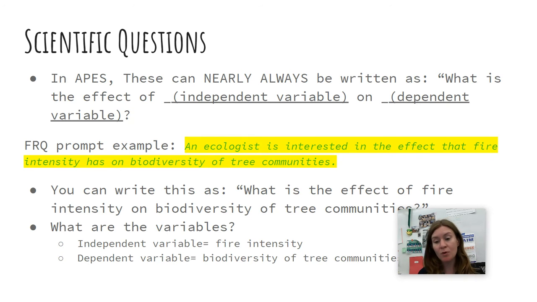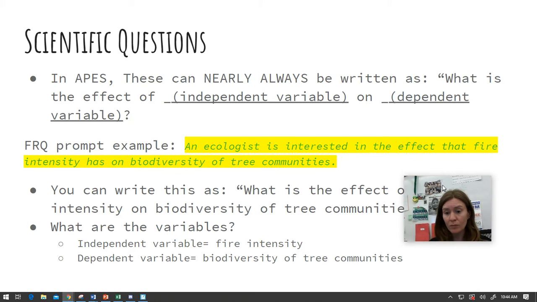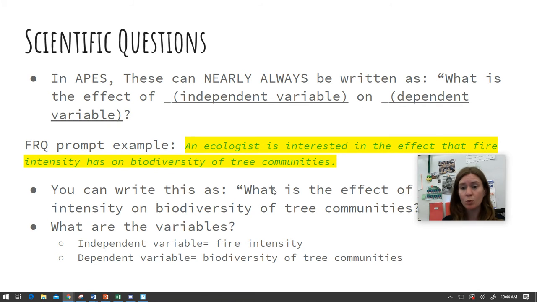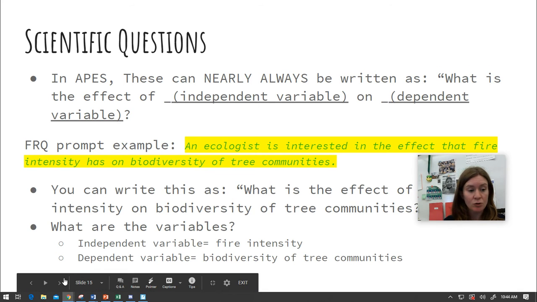Here is a prompt from an FRQ, a free response question. An ecologist is interested in the effect that fire intensity has on biodiversity of tree communities. You can write this as, all right, fire intensity is causing a change on biodiversity of tree communities. So you can rewrite this using this formula. So your independent variable in this would be fire intensity, dependent variable, biodiversity of tree communities.